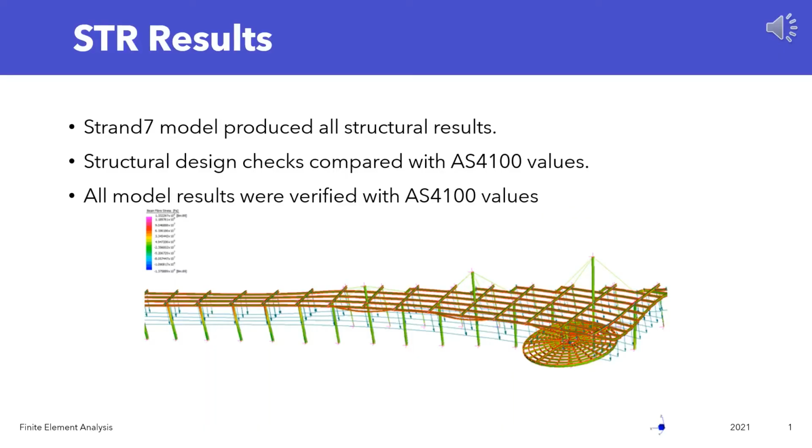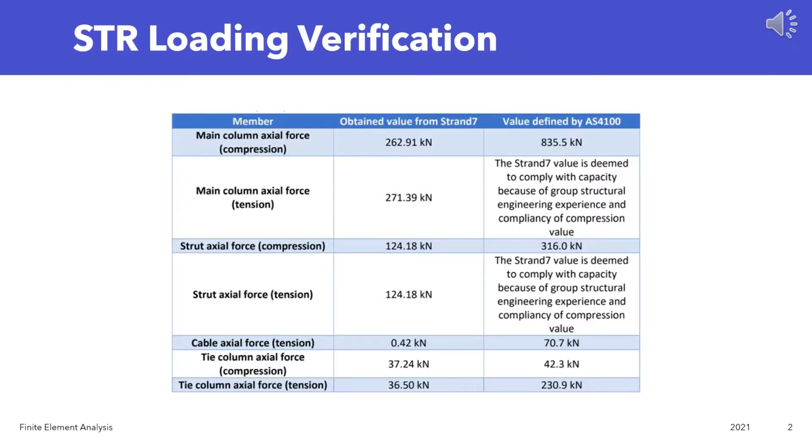Using finite element analysis, a design check was conducted on the Jacaranda Square walkway located in Sydney Olympic Park. The structure was modelled using Strand 7 to produce a set of results, allowing the structurally imposed loads to be verified with additional calculated data using the processes outlined in AS4100.